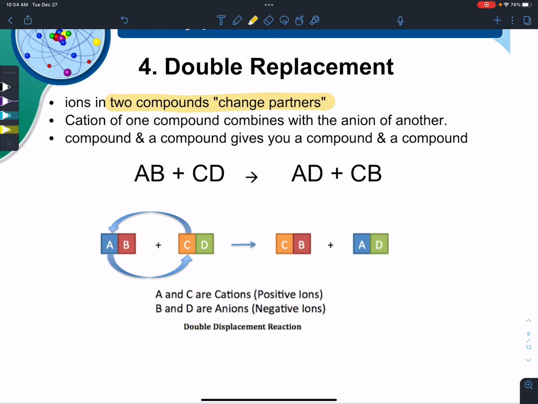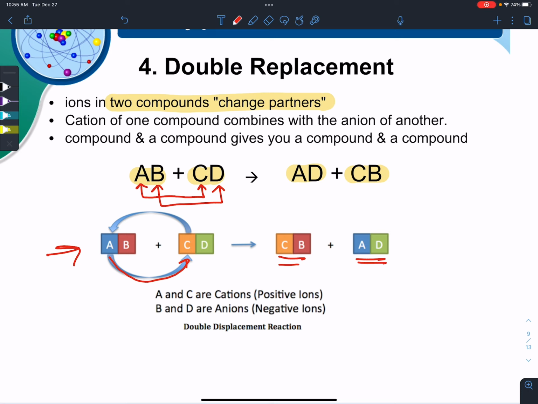So my example here, I've got compound AB combining with compound CD. So A and C are my cations, so those would swap. Or you could think of it as B and D, my anions swapping. You can pick whichever one you want to swap. And then we get our new compounds, which is AD and CB. So if you look at it visually right here, we've got compound AB and the A and the C swapped. So now A is with D and C is with B.